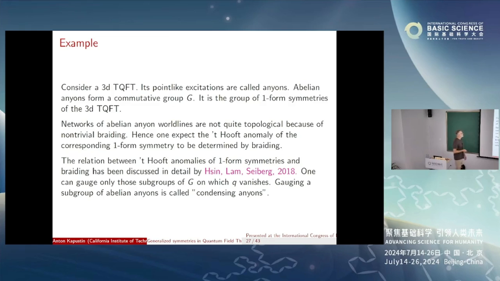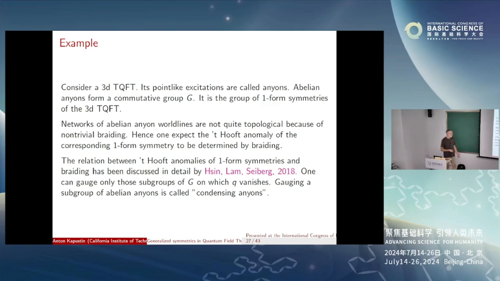So here's an example. If you have a three-dimensional TQFT, as already mentioned, it has one-form symmetry given by abelian anyons, in the form of a commutative group. Now, networks of abelian anyons are not topological because of non-trivial braiding. So therefore, one expects the anomaly is just determined by the braiding. And this is discussed recently by Hsin, Lam, and Seiberg.